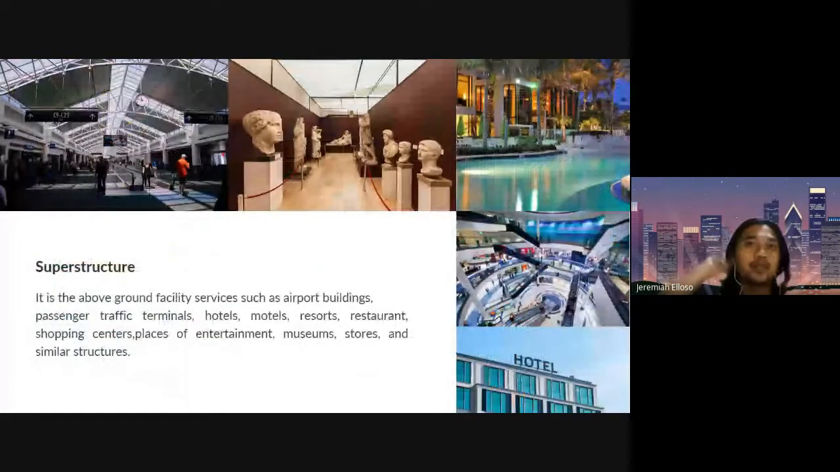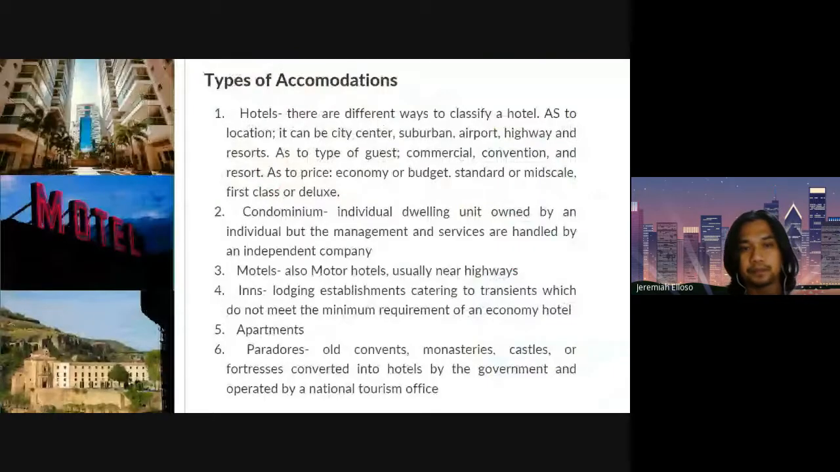Okay, next tourism supply is superstructure. It is the above ground facility services such as airport buildings, passenger traffic terminals, hotels, motels, resorts, restaurants, shopping centers, places of entertainment, museums, stores, and similar structures. All right. I would like to focus on the different types of accommodation, because it's important for you as HM students to know these different types of accommodation. And we should not limit ourselves to the concept that what is only available is the very popular hotel. But we have to make ourselves aware of the various accommodation facilities that the hospitality industry can offer.